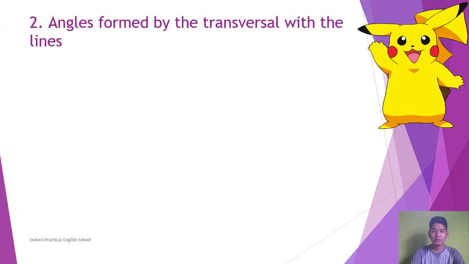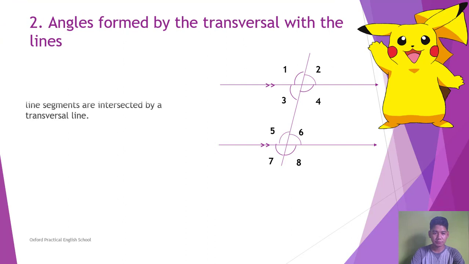Angles formed by the transversal with the lines. Altogether, 8 angles are formed when two line segments are intersected by a transversal line. The angles are angle 1, angle 2, angle 3, angle 4, angle 5, angle 6, angle 7 and angle 8.